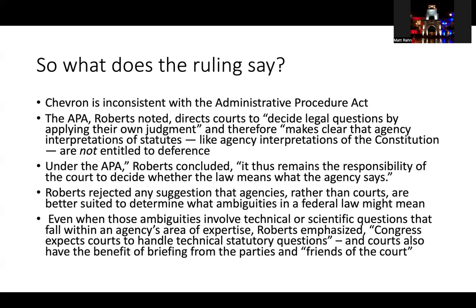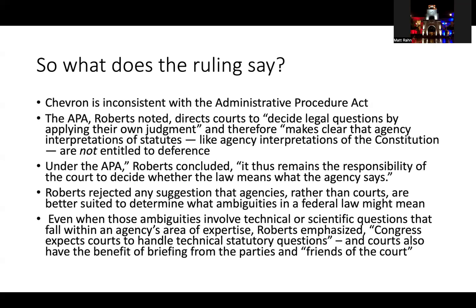They are, in essence, the overriding expert. And again, this gets into a bit of a weird space, because are they really the experts? Under the APA, Roberts concludes that it thus remains the responsibility of the court to decide whether the law means what the agency says it means.